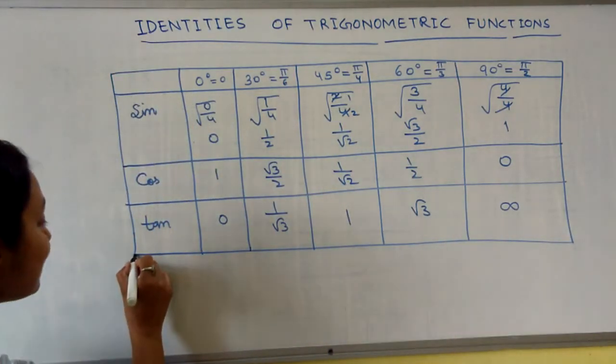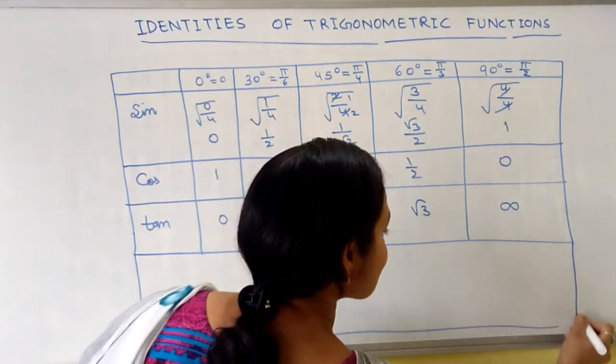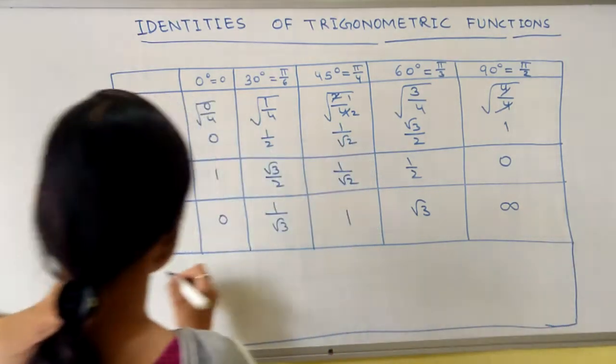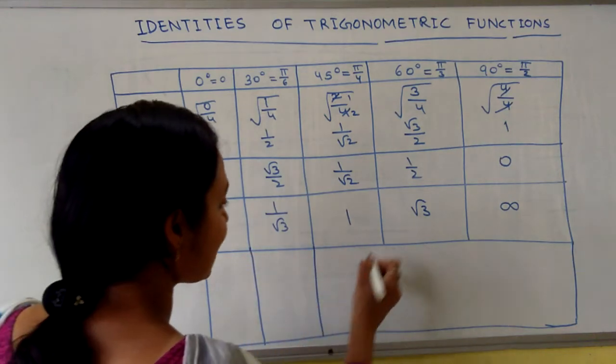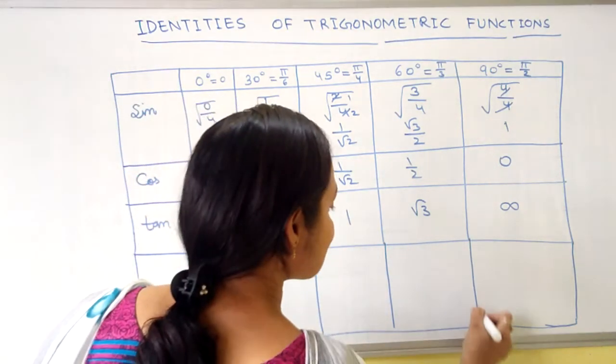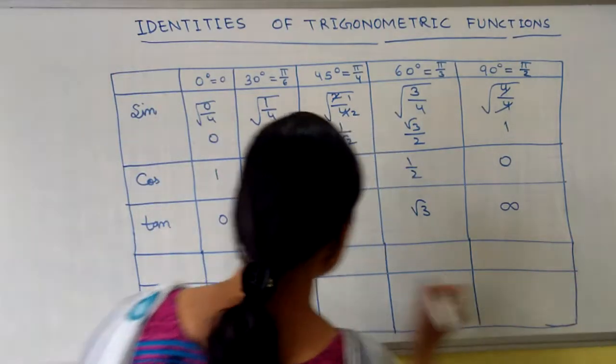Okay, come to their inverses, that is cot, secant and cosecant. I will elaborate on it for secant, cot and cosecant theta. This is for cosecant.